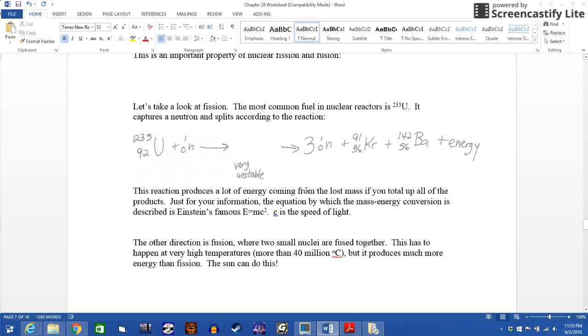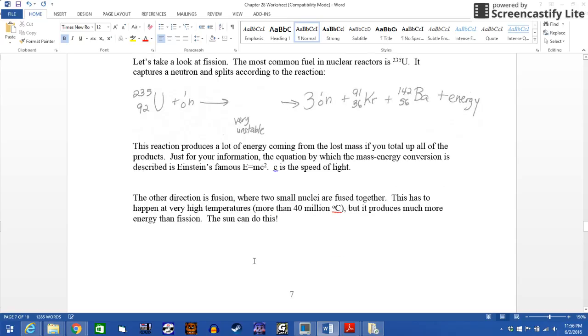This reaction produces a lot of energy. The equation is E equals mc squared. We're not going to be asking you to do any calculations with that. That's it. The other direction is fusion. You can press pause to get this nuclide in there. You might have already written it in because this is a pretty easy nuclear reaction, especially on this side.